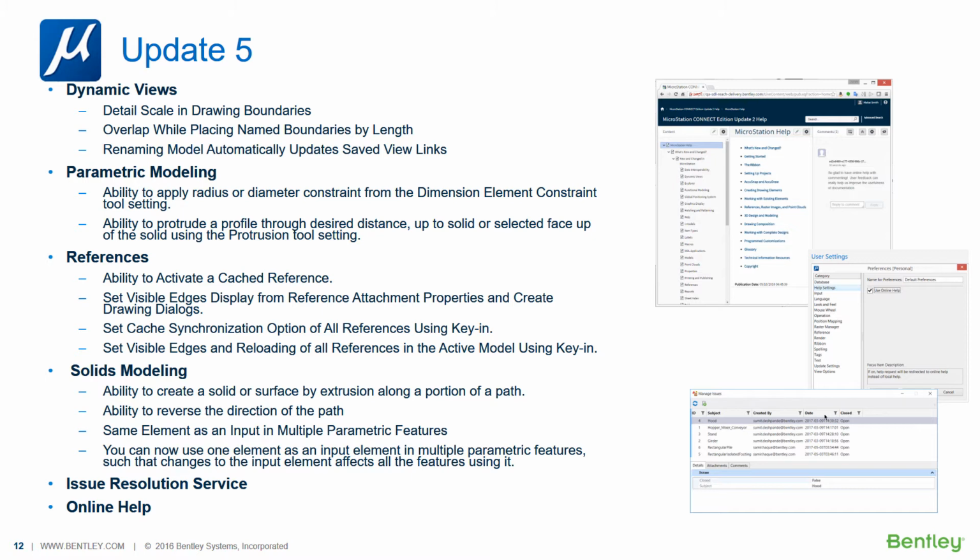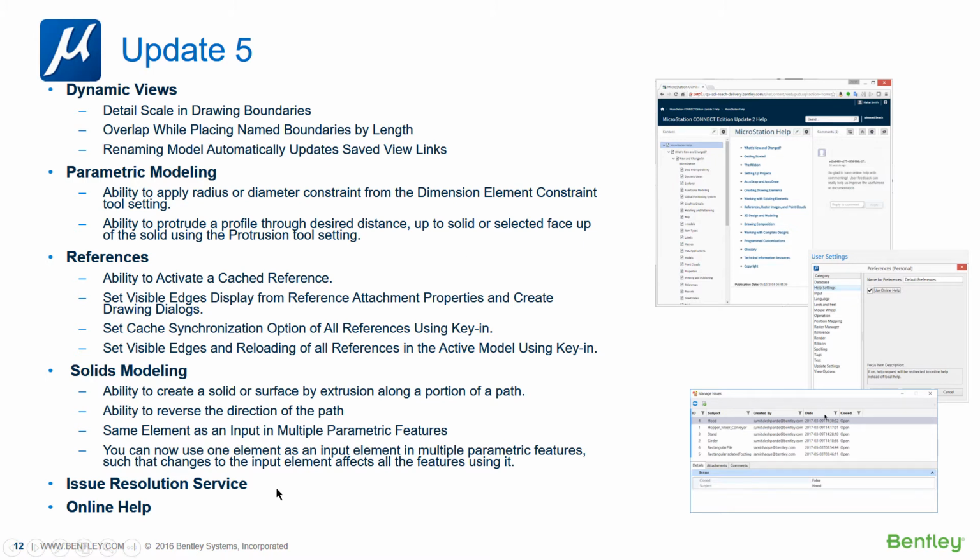We also added a lot of new features with references, with the ability to activate cache references and do cache synchronization through key-ins. So that entire reference caching system was updated, and the Visible Edges engine is, I think, over 90% faster than it was in previous versions of MicroStation. So really substantial optimization and speed capabilities were put in Update 5 for our Visible Edges engine for references. Of course, that's a great benefit for dynamic views since it uses the Visible Edges engine throughout the dynamic views and hypermodeling process. So really excited about those incredible speed advancements in Update 5.